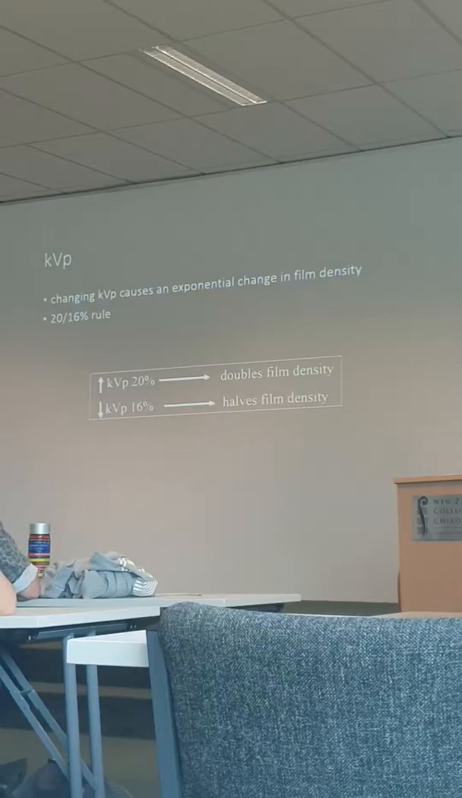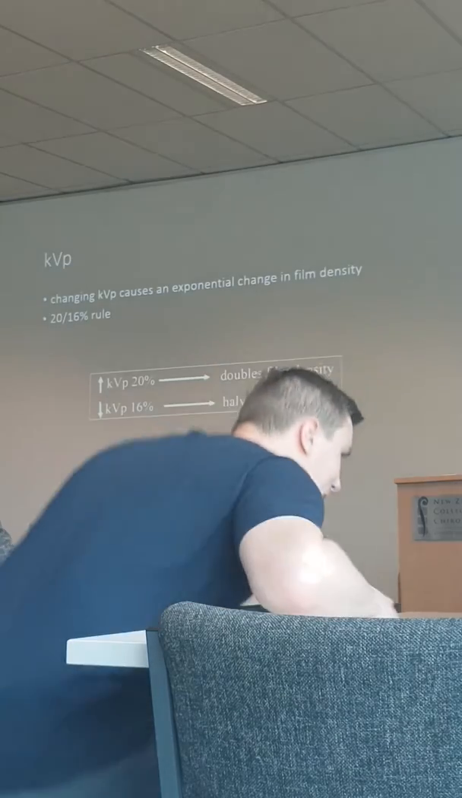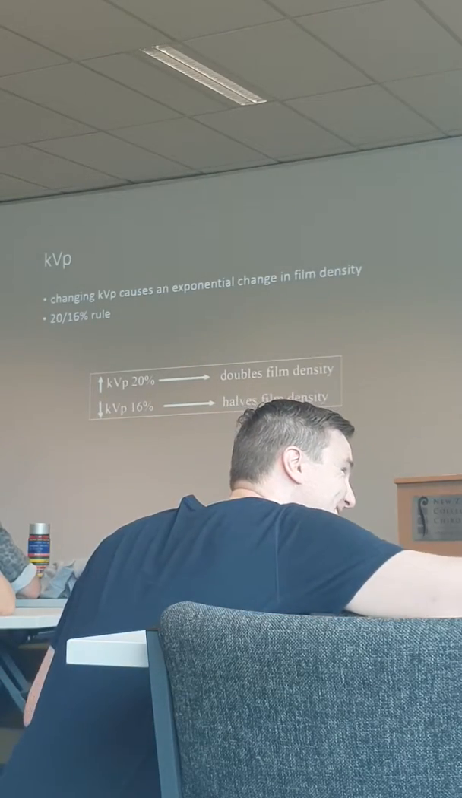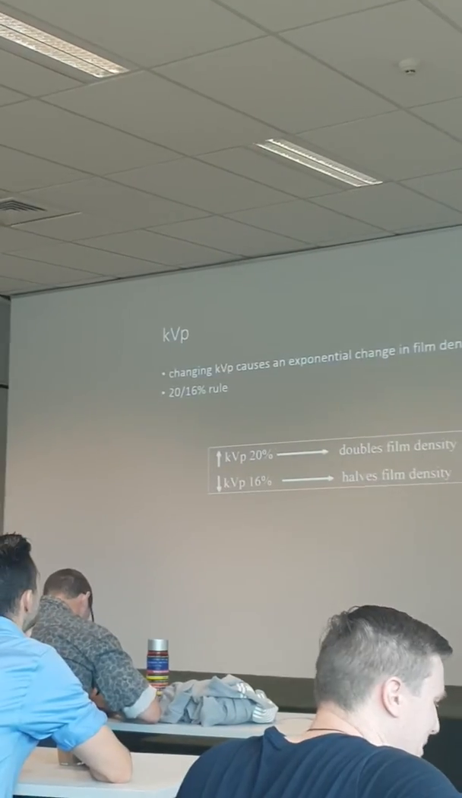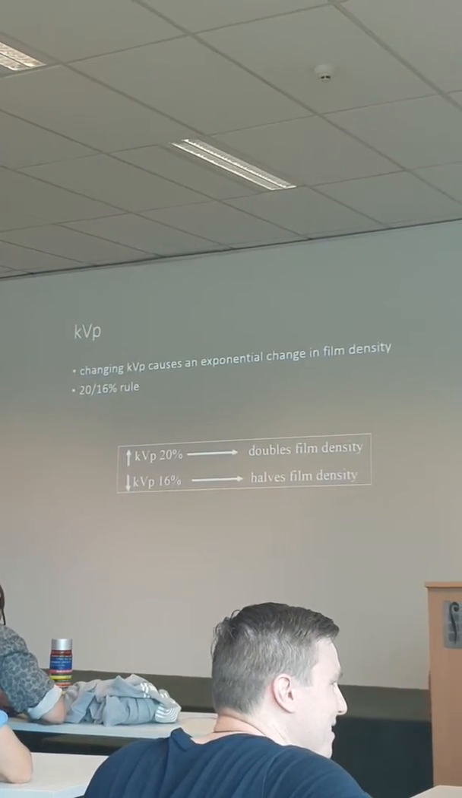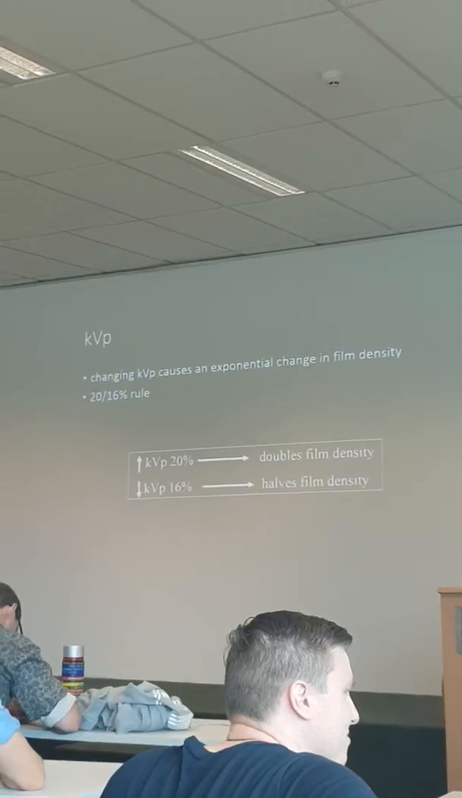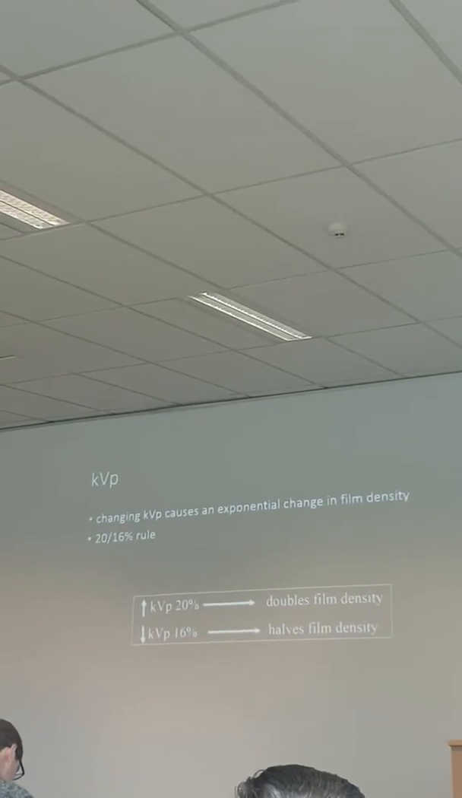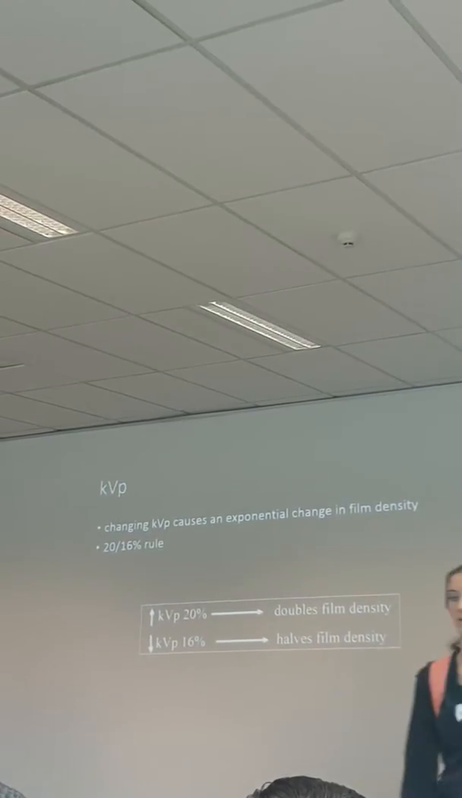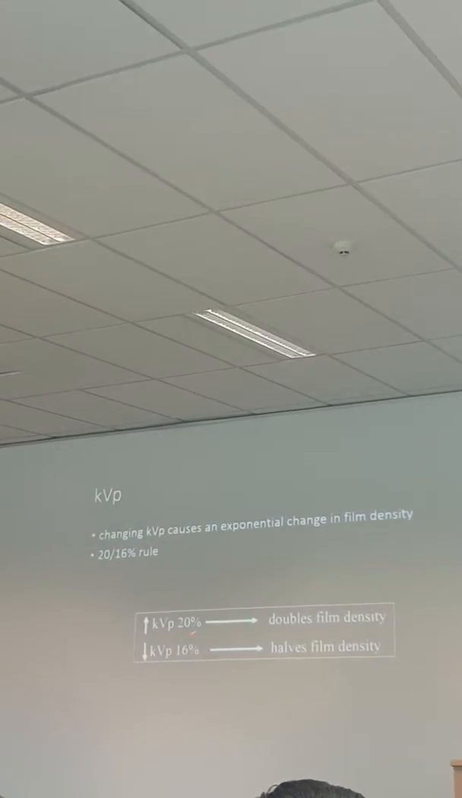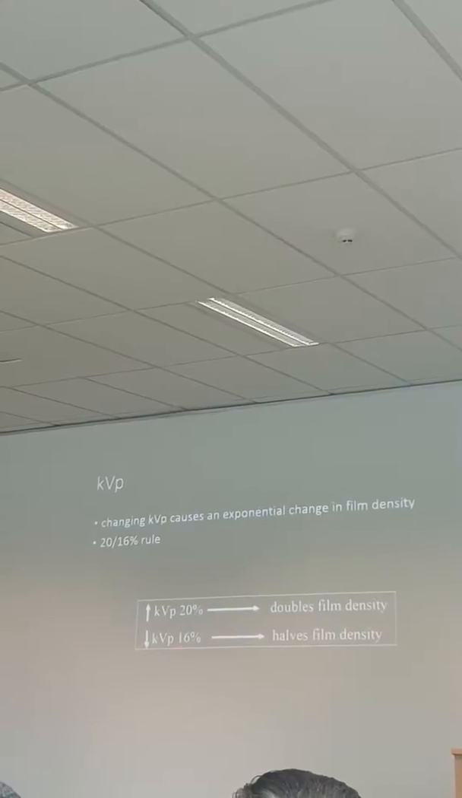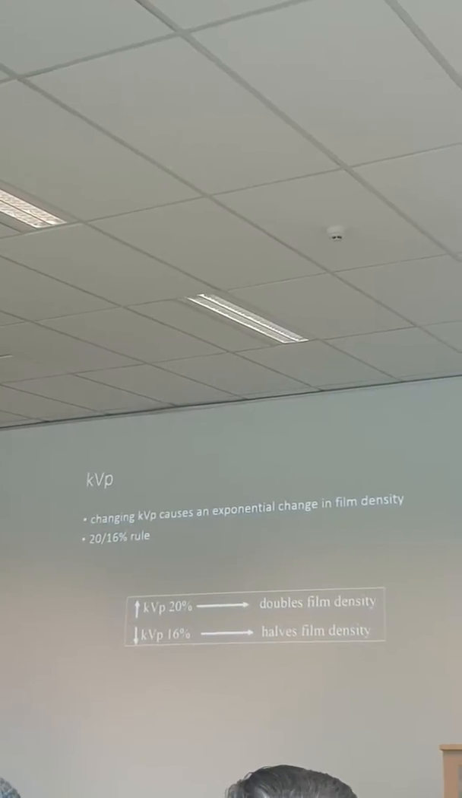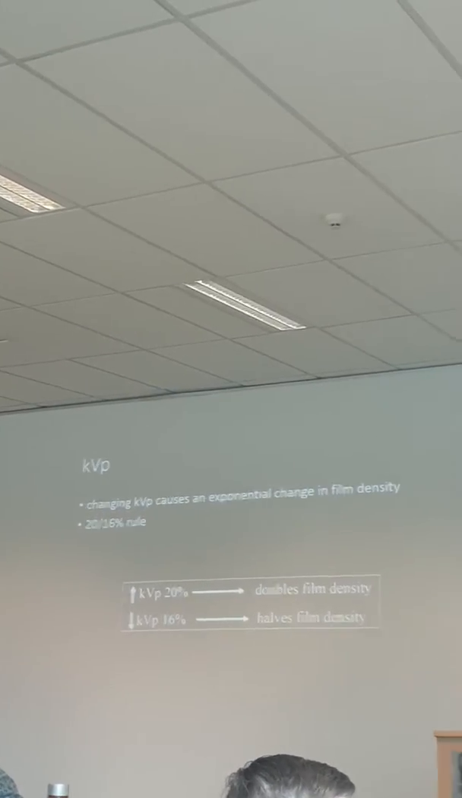So kVp is the main controlling factor for contrast, K for contrast, but it can also cause a change in density, because obviously you're changing the speed of the electrons, so more or less are going to get through the patient. While this isn't the best way to change film density, it can change film density. Increasing the kVp by 20%, you're going to double the film density. Decreasing it by 16%, you're going to halve the film density. So this is the 20-16% rule.